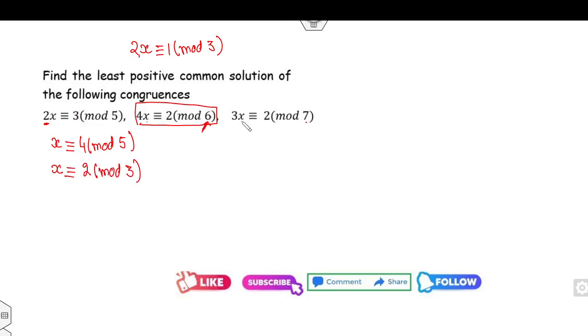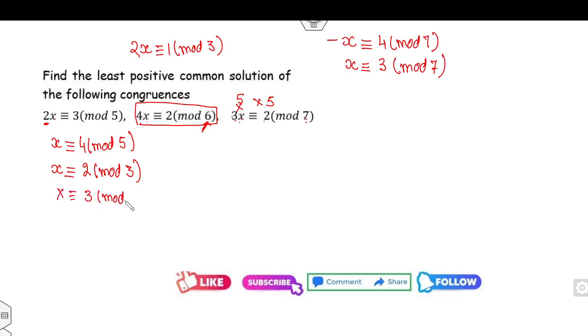And 7 is my prime number. How can you make it 1? I can multiply this number by 2. 3 into 2, 6, 6 will be minus x. If I multiply by 2, it is 4 modulo 7. How can you make it positive? It is 3 modulo 7. Or you can see if I multiply this number by 5, 3 into 5 is 15, and 15 modulo 7 is 1. So x will be 3 modulo 7.